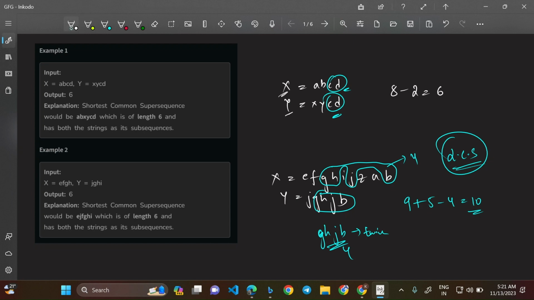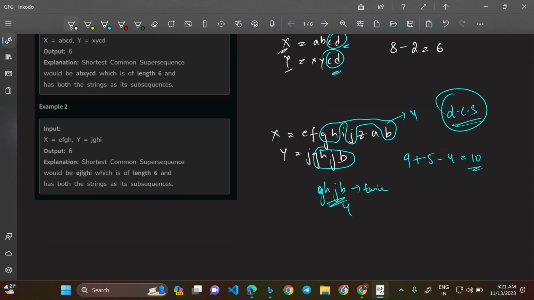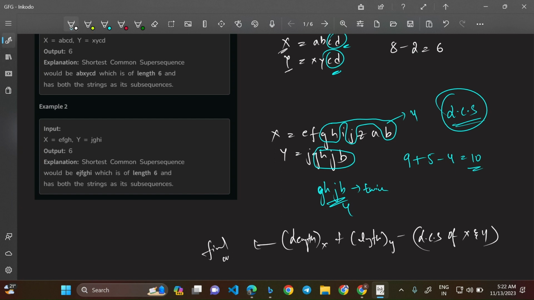So what is the final answer for this particular question? It's length of x plus length of y minus LCS of x and y. All right, so if you just do it, you'll be getting the final answer. This is the final answer. So the final answer is basically length of the x string plus length of the y string, minus the longest common subsequence length. All right, this is the length. So length of LCS of x and y. All right, I hope you people understood.